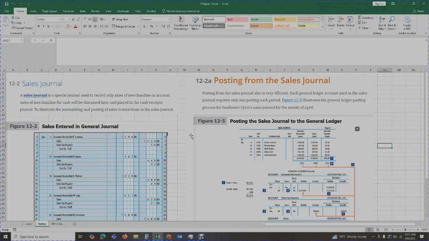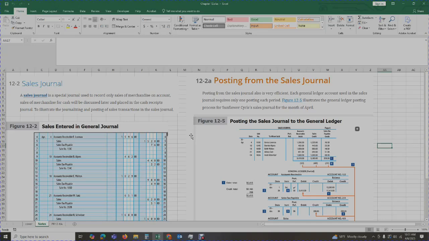Okay? So a sales journal is basically a special type of journal that is used to record only sales of merchandise on account. And that is the key word. Sales on account. So if you make a sale on account, you are expected to receive money from the people that are buying the stuff from you. Okay, so we need to be able to keep track of what is owed to us, the company that is making the sale, so we can be able to collect.